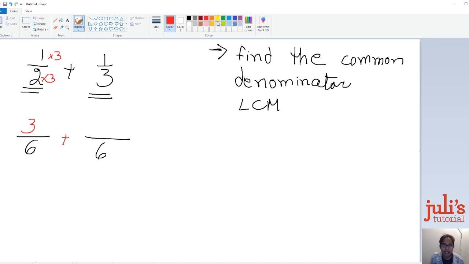And then on this side, in order to go from 3 to 6, I have to multiply it by 2, right? 3 times 2. Whatever I do to the bottom, I do it on the top as well. 2 times 1 is 2. And my answer becomes 6 on the bottom. Perfect. 3 plus 2 is 5. 5 over 6. Good job, Sami. You got the answer.